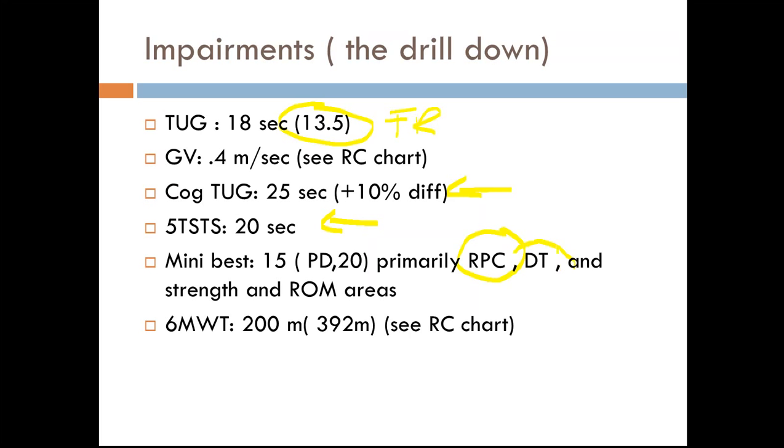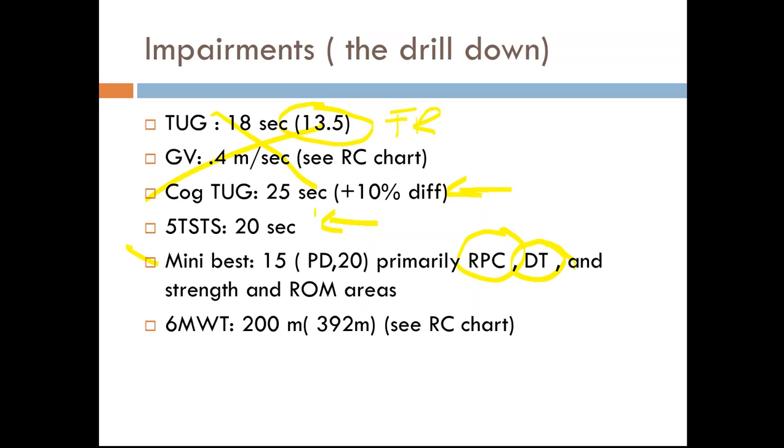It also looks at dual tasking, so I may not have had to do a cognitive TUG because actually a cognitive TUG is part of the Mini-BESTest. And it looks at strength and range of motion as part of the testing. So with that one test, I could have done that one test and gotten rid of all of these, actually, because it addresses all of them.